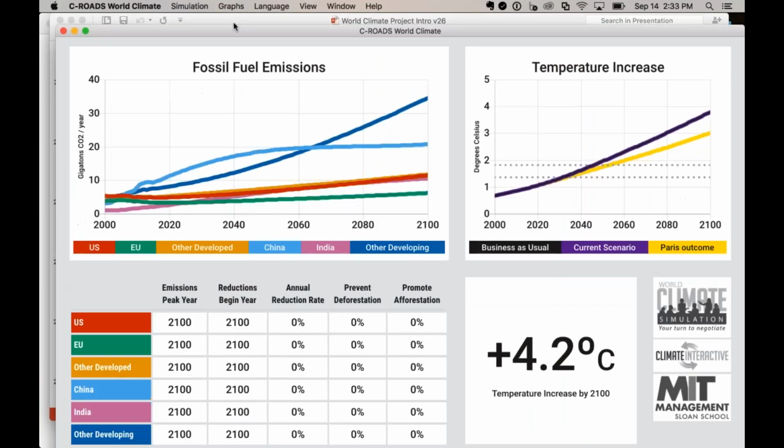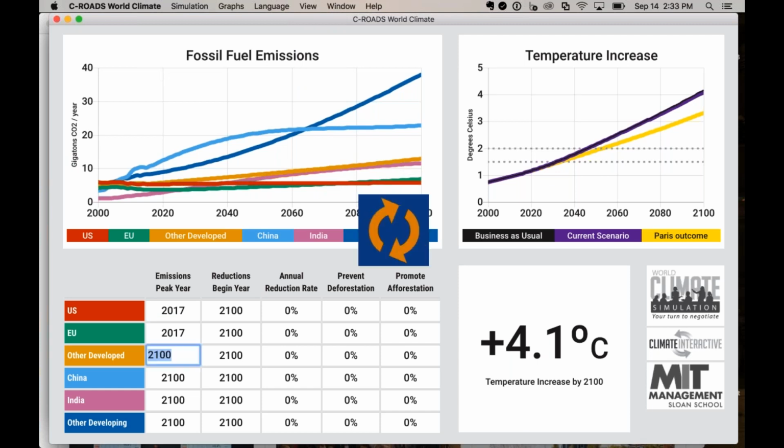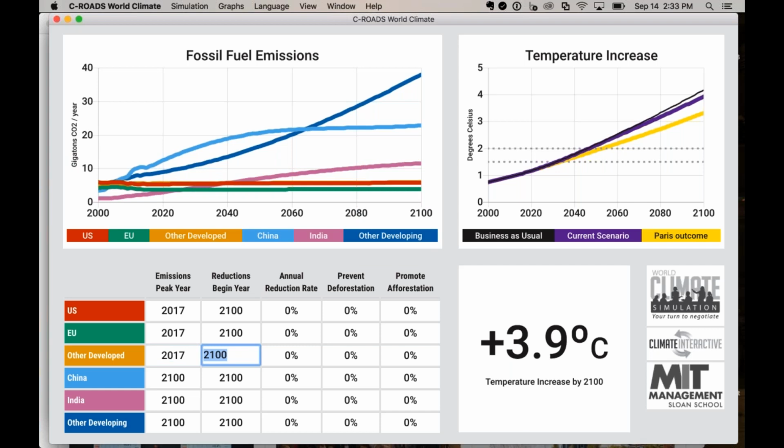So if I go over to the 6 region mode, and generally what the pledges are. So I'm going to reset the simulation. It's already reset. But currently we have the US, the EU, and the other developed countries have more or less peaked their emissions. This is good news, and that's something that a lot of people don't realize. So we just entered in 2017 as the peaking year, and then the US and EU have pledges to reduce their emissions.